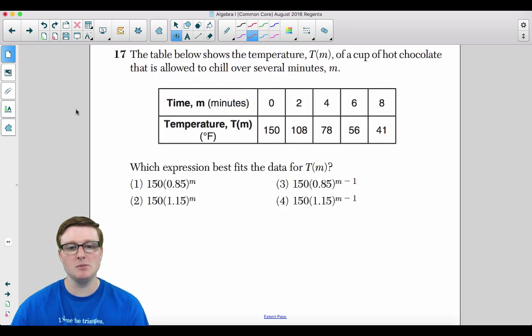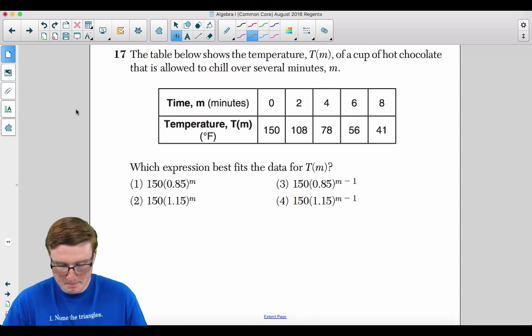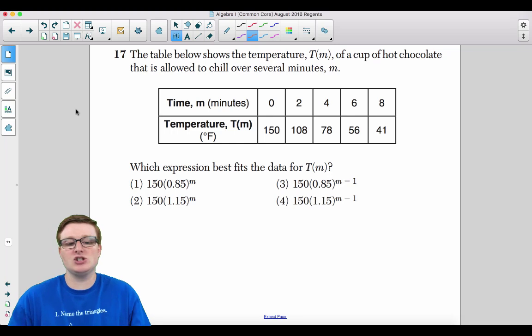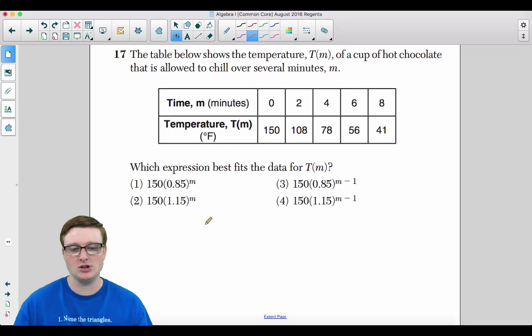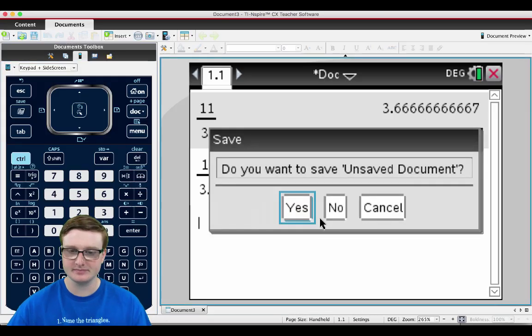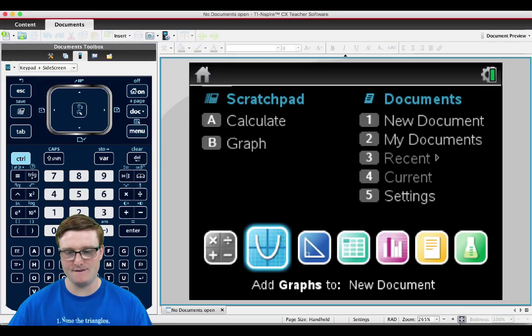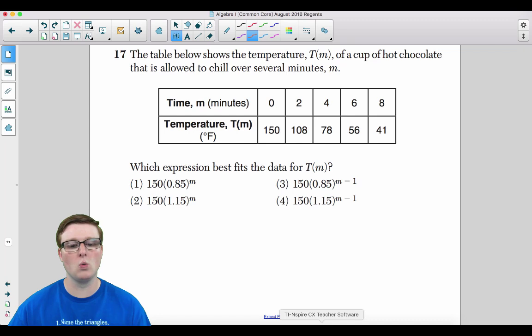Number 17. The table below shows the temperature T of M of a cup of hot chocolate that is allowed to chill over several minutes M. Which expression best fits the data for T of M? So the best thing to do with this question is to graph your answers and see which one matches up with the table. So I'm going to use my graphing calculator, and I'm going to graph the first answer, which is 150 times 0.85 to the M.